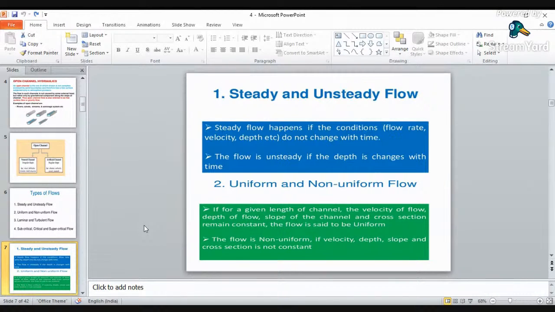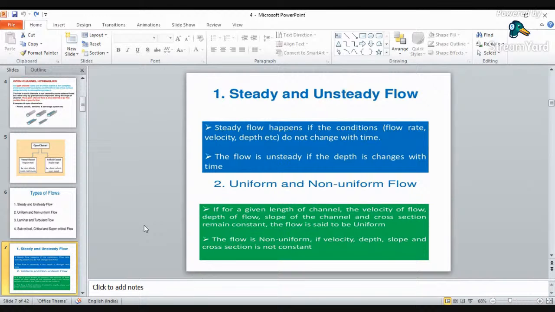Uniform flow: the flow in a channel is said to be uniform if, over a given length of the channel, the velocity of flow and the depth of flow remain constant. The various parameters like velocity, depth, and cross-sectional area of the channel will not change with respect to its length, then that channel will be considered as uniform flow.